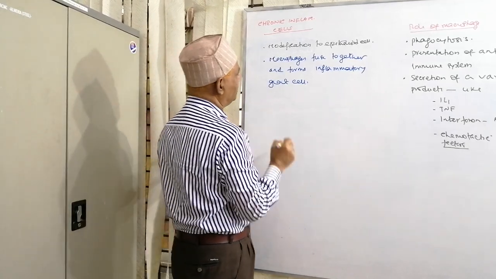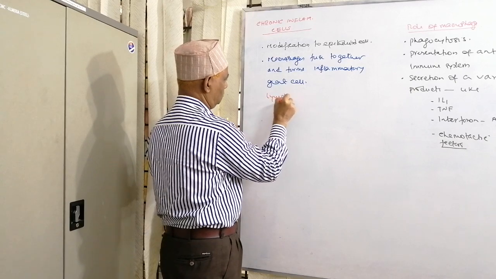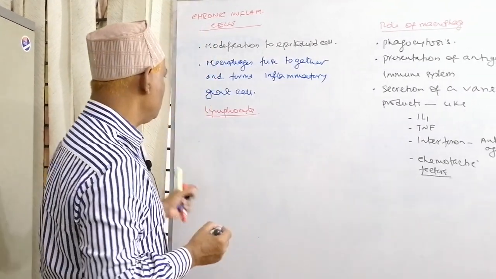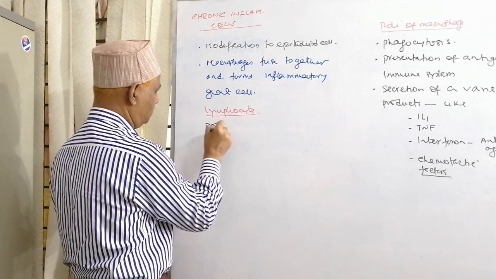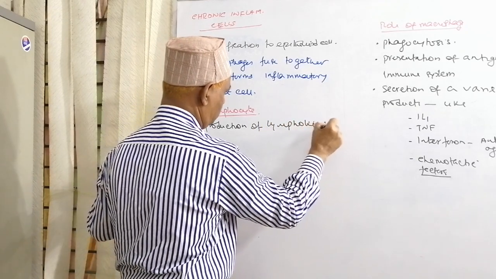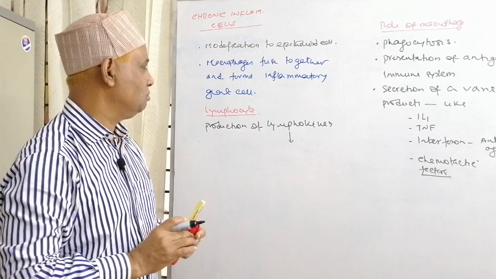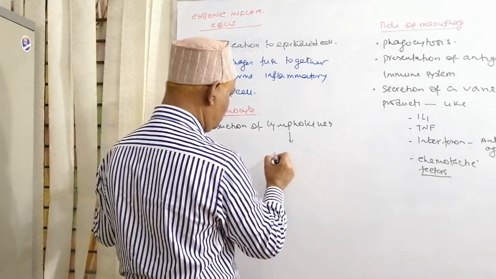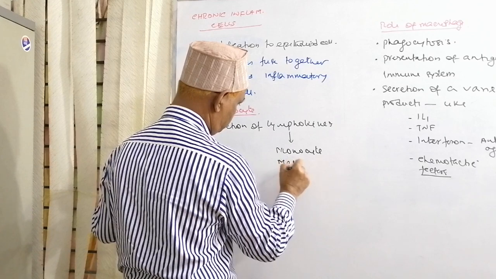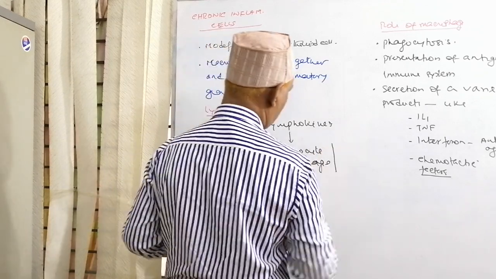Now come to another inflammatory cell, lymphocyte. You know there is T lymphocyte and B lymphocyte. What is the role of lymphocyte? Production of lymphokines. These lymphokines are associated with activation or stimulation of monocytes and macrophages. These lymphocytes stimulate or activate monocyte and macrophage. So these cells are stimulated by lymphokines.